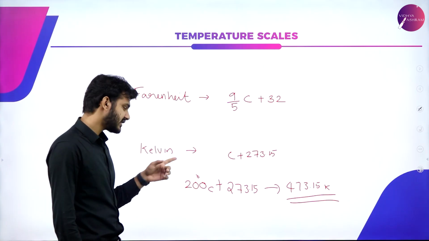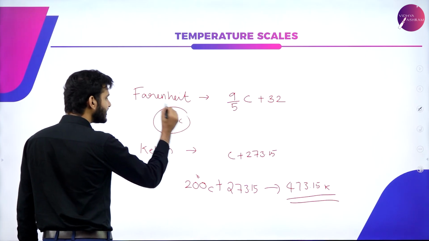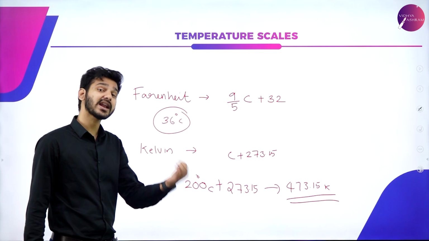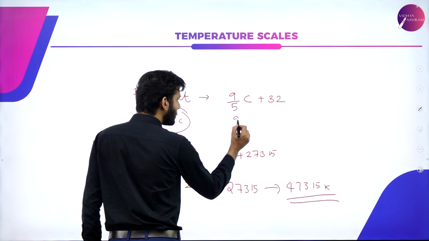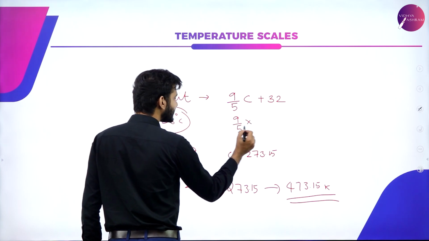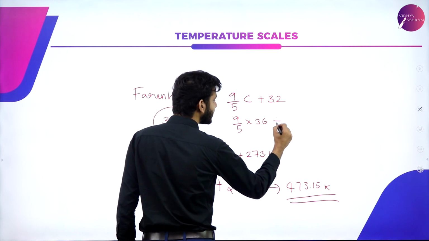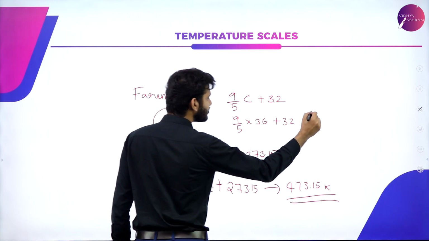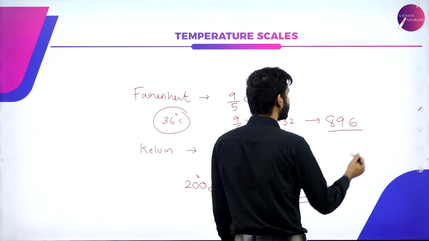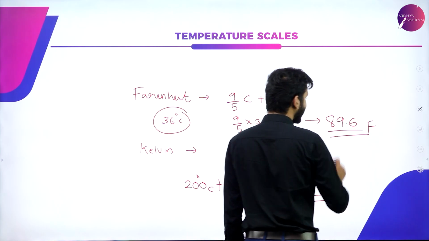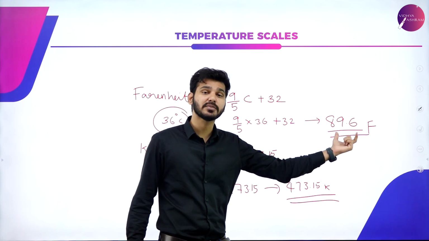Now what about this particular temperature? Let's say 36 degrees Celsius. Convert this 36 degrees Celsius into Fahrenheit. How can you do that? The only thing you have to do is multiply the 36 degrees first by 9 by 5, then add 32. Then you will get your reading in Fahrenheit. So you will get the value as 89.6 degrees Fahrenheit. So you can convert degrees Celsius into Fahrenheit using this formula.